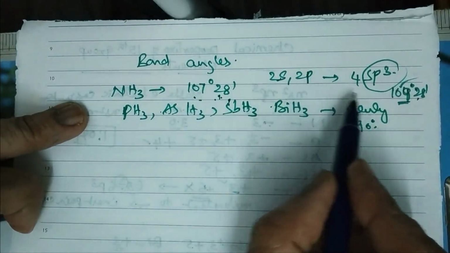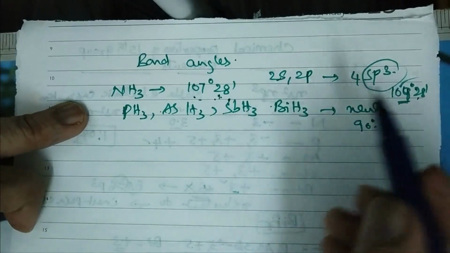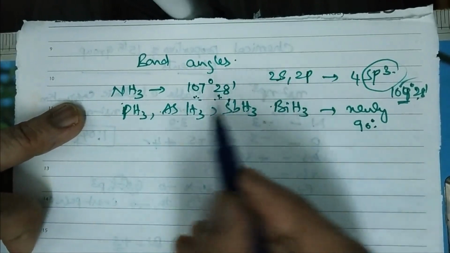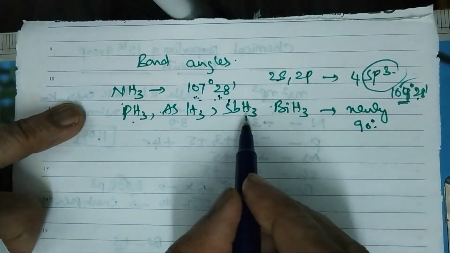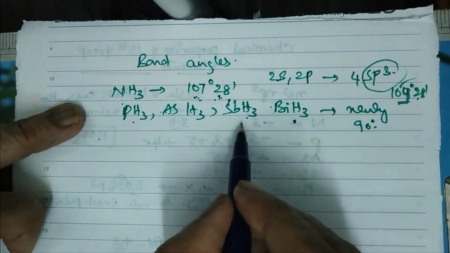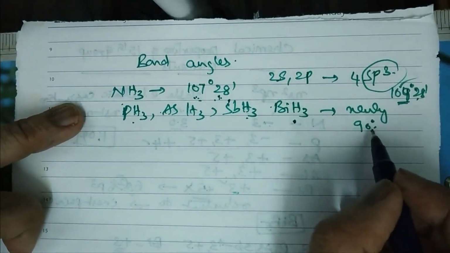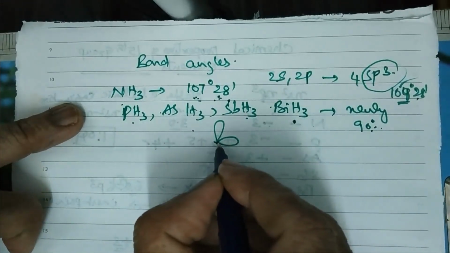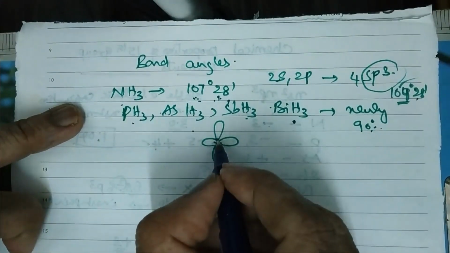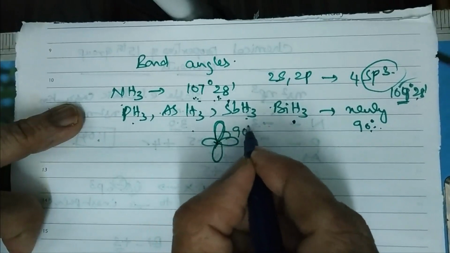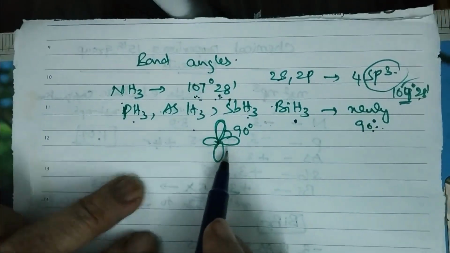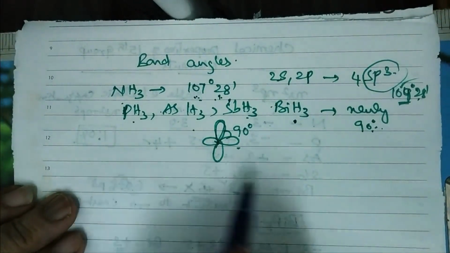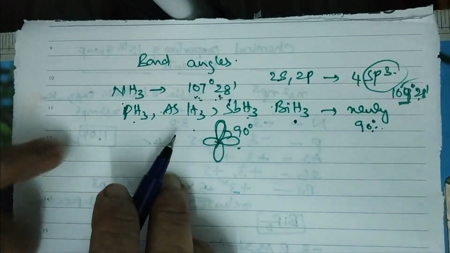Whereas due to the repulsive force between the bond pair and lone pair, ammonia's bond angle changes to 107 degrees 28 minutes. Phosphorus, arsenic, antimony and bismuthine have nearly 90 degrees bond angles because no hybridization takes place. Pure p orbitals are directly involved in the bonding. Pure p orbitals have a 90 degree angle between them, so they directly take part in bond formation, but not hybridization. So that is about the bond angles of the hydrides.